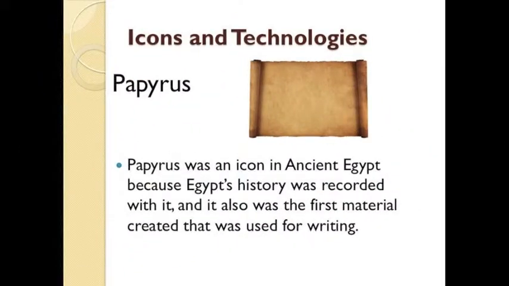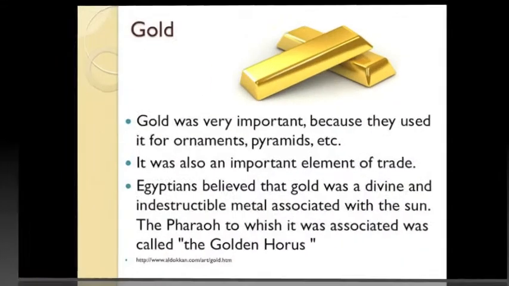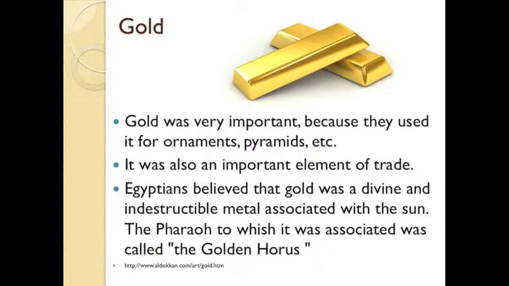Papyrus. Papyrus was the icon in ancient Egypt because Egypt's history was recorded with it, and it also was the first material created that was used for writing. Gold was very important because they used it for ornaments, pyramids, etc. It was also an important element of trade. Egyptians believed that gold was a divine and indestructible metal associated with the sun. The pharaoh to which it was associated was called the Golden Horus.